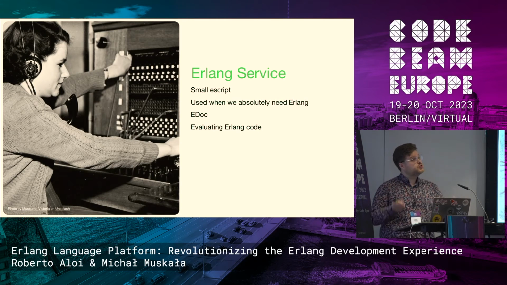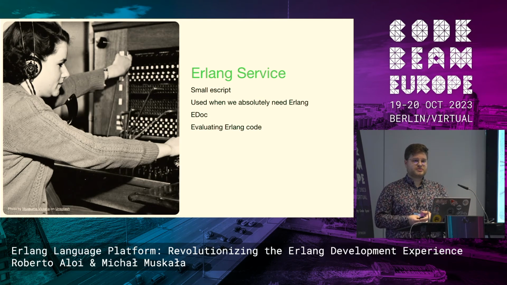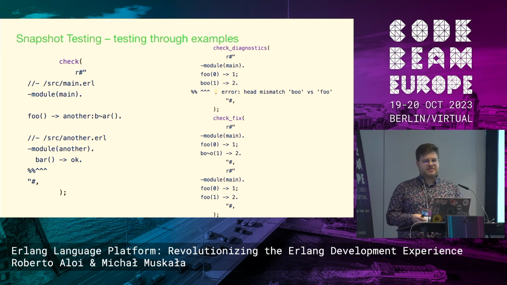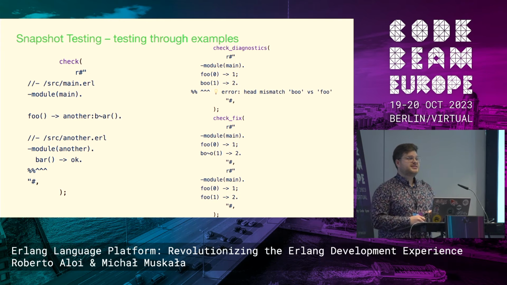But sometimes we do need to actually call Erlang code. And for that, we have a small, what we call Erlang service. It's an escript that runs as a sidecar to the main language server. And we use it for things like edoc, or where we do need to evaluate Erlang code. We need that, for example, for integration with Common Test. So to understand what tests are defined in the module, we need to call the all and groups functions and evaluate them.